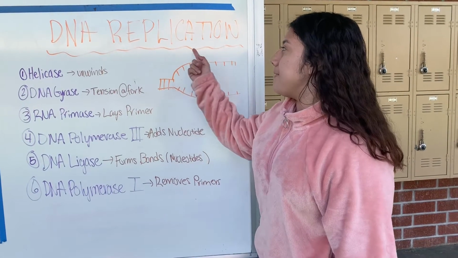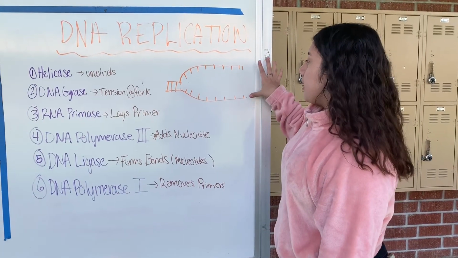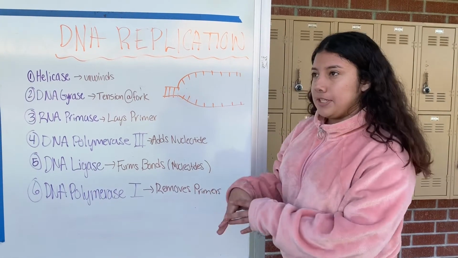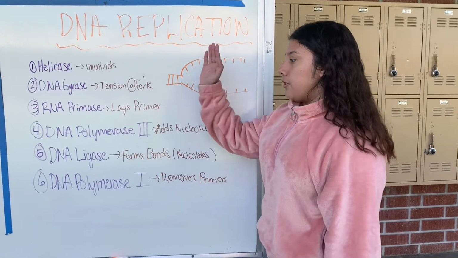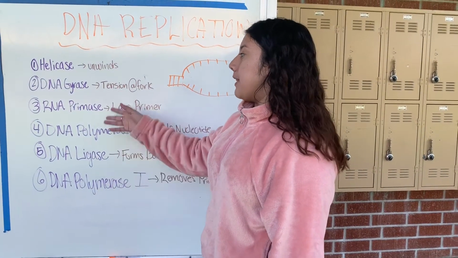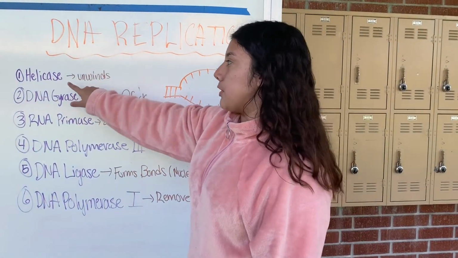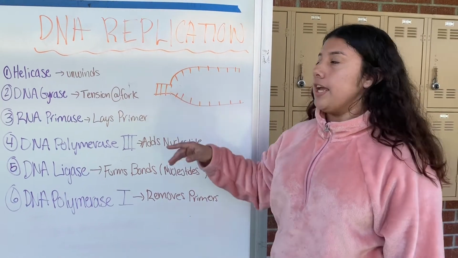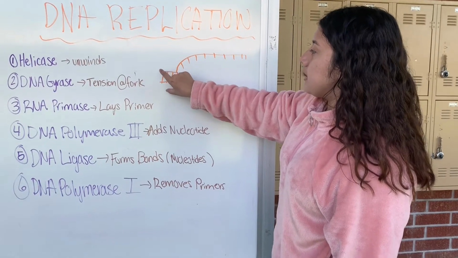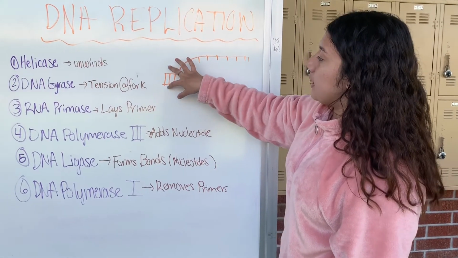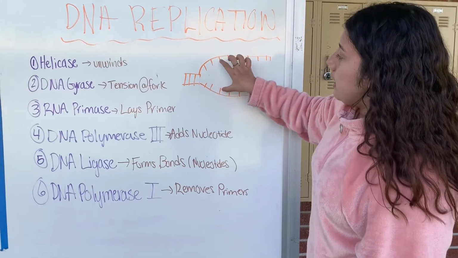Okay, so now we're going to talk about DNA replication. DNA replication occurs in the nucleus. In order for replication to be successful, there are 6 crucial enzymes. First, we start with helicase, which unwinds the DNA into 2 strands and creates this replication fork. Here the DNA strand is still together, and here it is unwound, so helicase would be here moving this way.